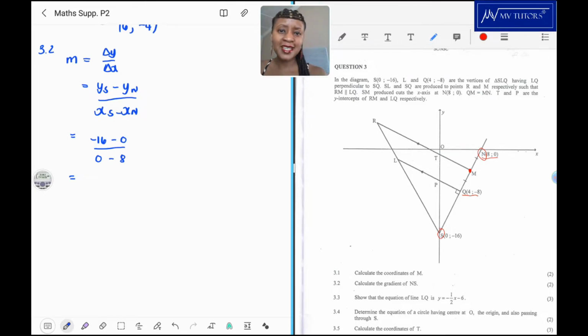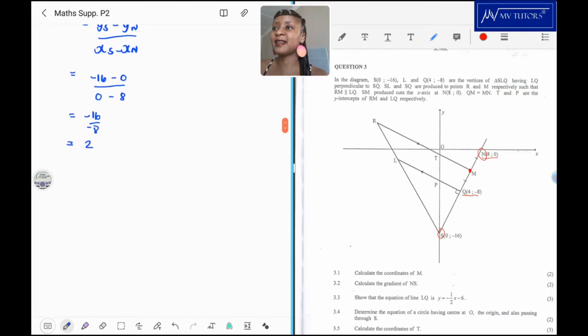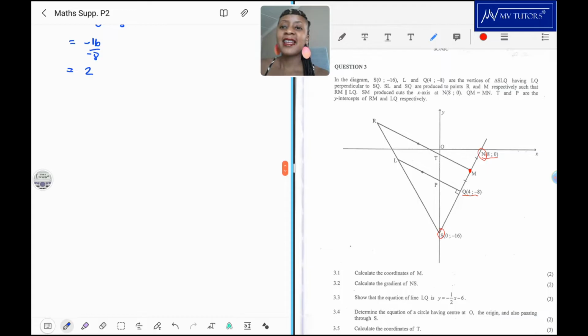Firstly, what gradient are we expecting, a positive or a negative? For the fact that from left to right it's going up, we're going to expect a positive gradient. Okay, so if you have a negative gradient calculated, you know that it is wrong. So we have negative 16 over negative 8, and our gradient is then 2. Okay, great. And now they say question 3.3, show that the equation of the line LQ is that.